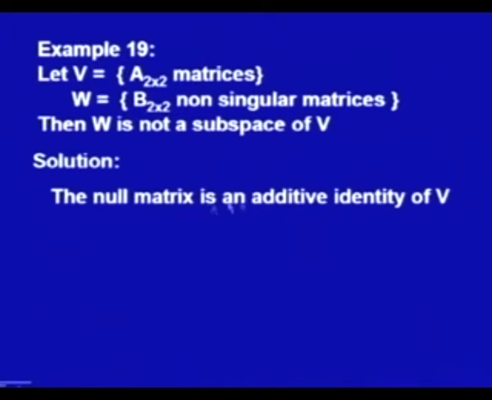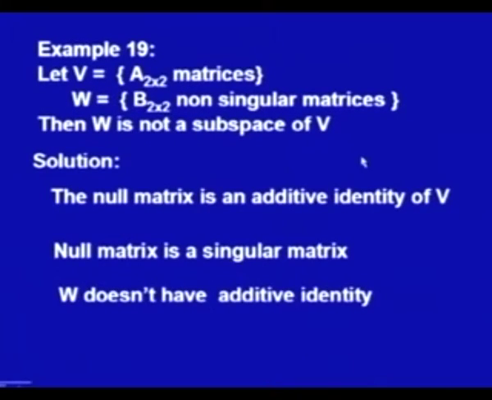One can say that the null matrix is the additive identity of V. It belongs to V. It is a 2 by 2 matrix, and V is a vector space, so the null matrix has to be there in V. But the null matrix does not belong to W, because W consists of non-singular matrices and the null matrix has determinant 0, so it is a singular matrix. But W has to be a vector space in its own right, so the additive identity has to be there in W, and because of this reason W will not be a subspace of V.